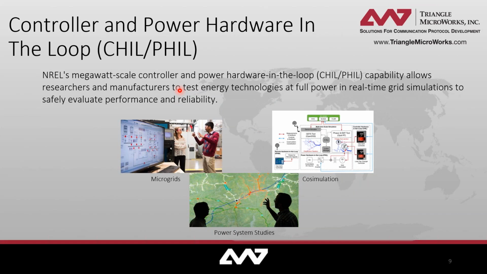So primarily the work that I do is based on controller and power hardware in the loop. We do have megawatt scale power hardware in the loop capability. We can go all the way up to 2 megawatts on the DC, 2 megawatts on AC, and the lowest we can go is a few kilowatts. And we also have multiple controller hardware in the loop capabilities, including multiple digital real-time simulators that we can use, microcontrollers, high-performance computational facility, and most relays and protection devices for CHIL.